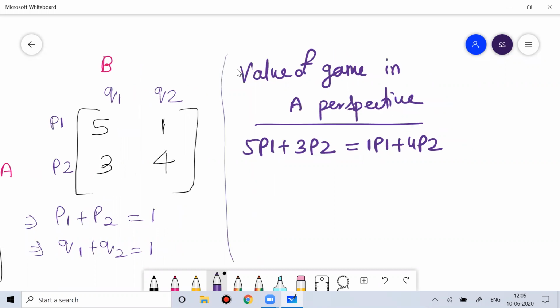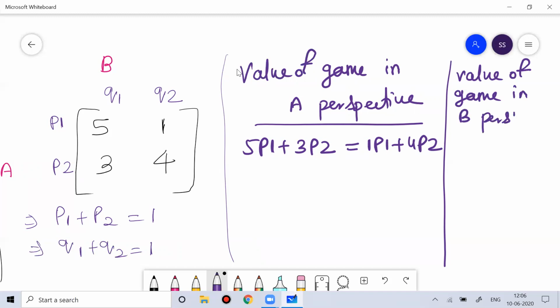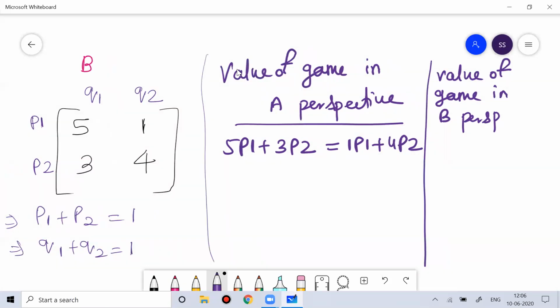And if you talk about the perspective of B, the value of the game in B's perspective would be equal to 5Q1 plus 1Q2, and that would be equal to 3Q1 plus 4Q2.